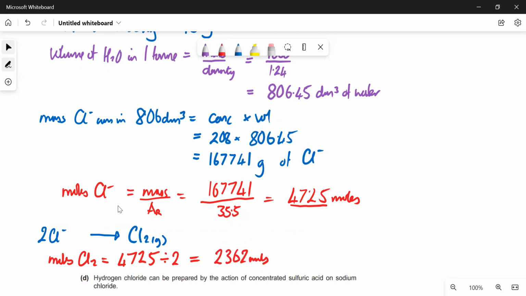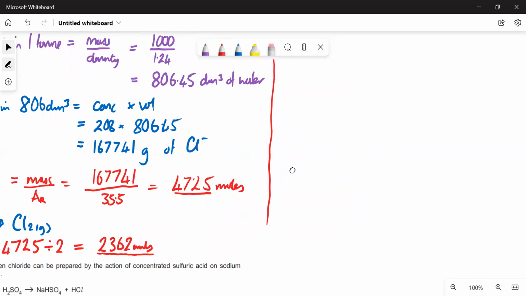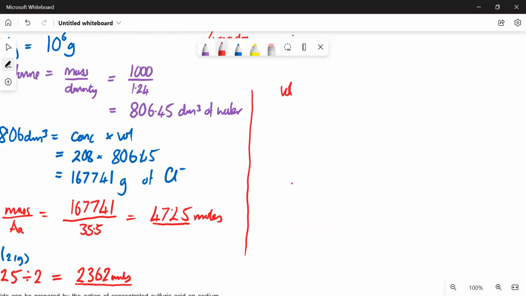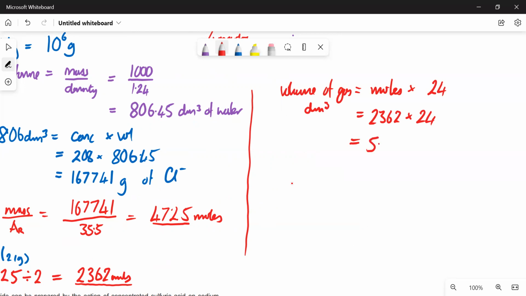Now the final step of the calculation I'll do over here. We've got to convert this number of moles of gas into a volume at RTP. So volume of gas is equal to moles multiplied by the volume of 1 mole, which is 24 dm cubed. So that is going to be 2,362 multiplied by 24. And it does ask us to leave it in standard form, so I'm going to write that down. Work that out on the calculator, you get 5.67 multiplied by 10 to the power of 4 dm cubed. There's our final answer, to three significant figures.